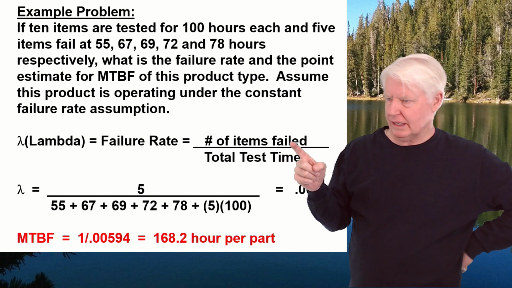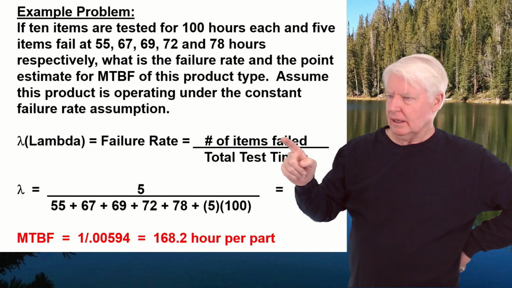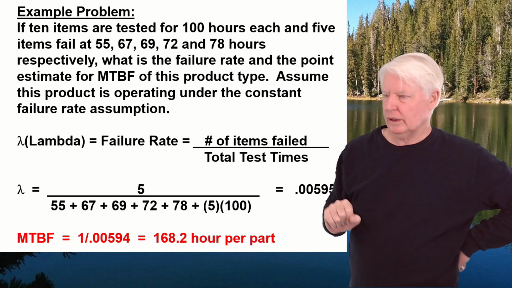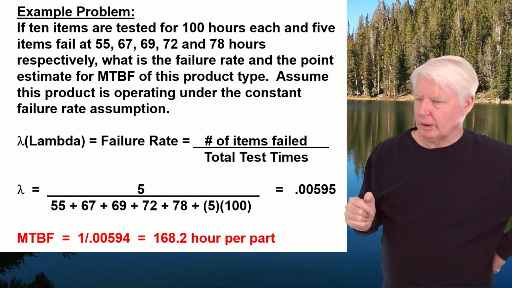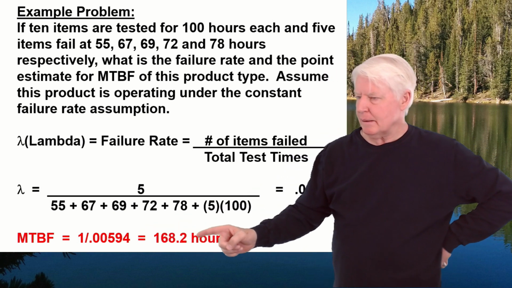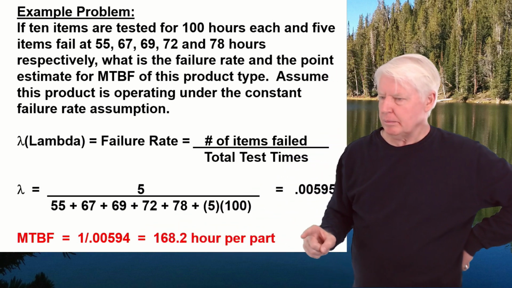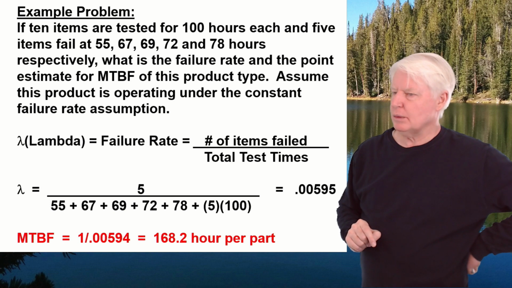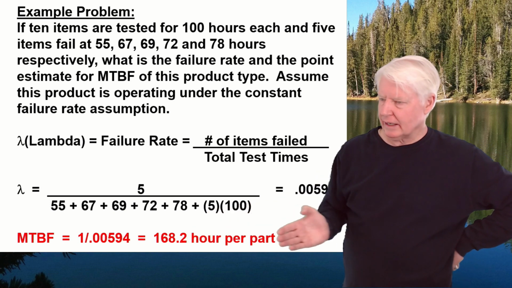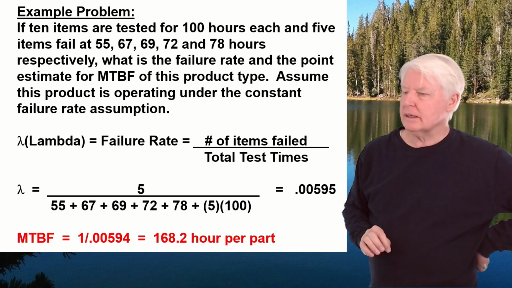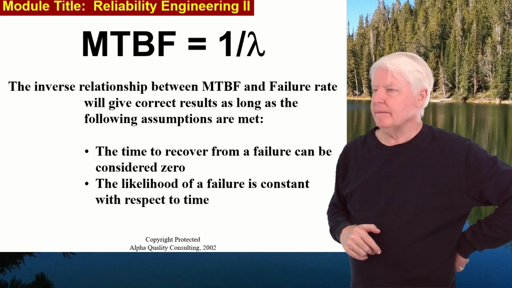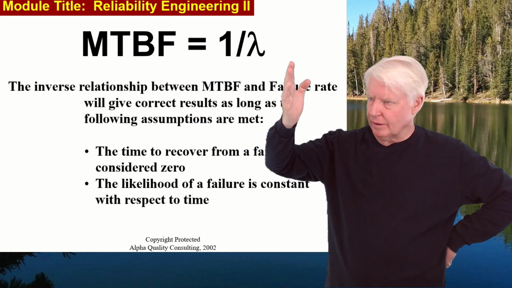And by the way, you can see the units here on failure rate: items failed per hour. Then we flip that, and we get 168.2 hours per part. Mean time between failure. Most people find this makes more sense: hours per part per failure. Okay, but either way, remember it's an inverse relationship.